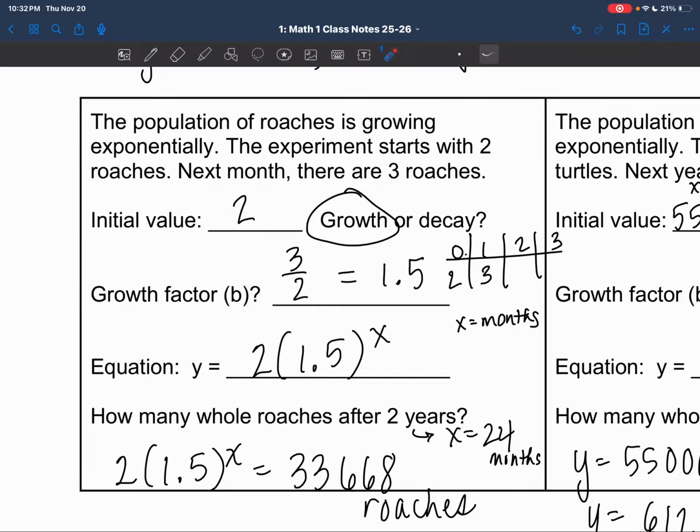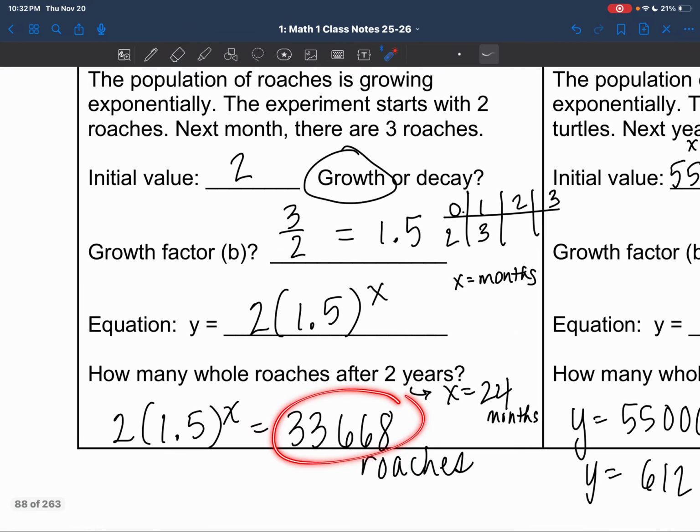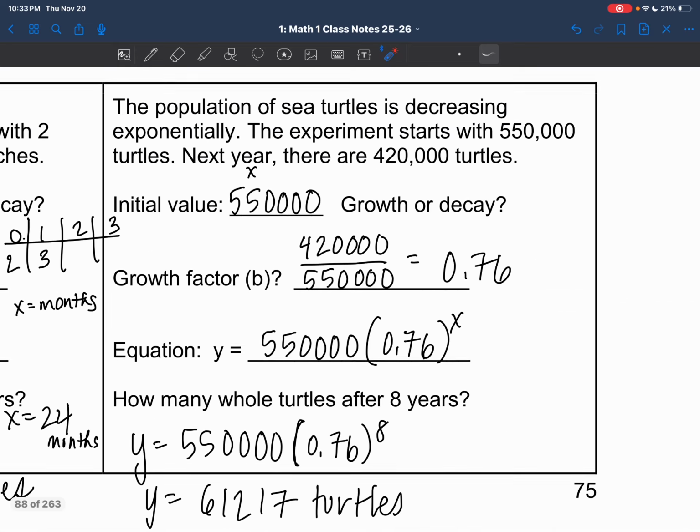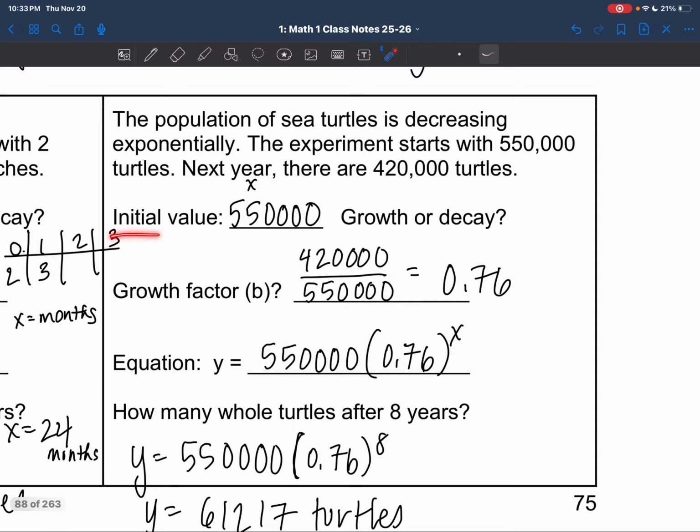So since x equals months, you have to be careful. The next question wants to know how many whole roaches after 2 years. But we said x equals months, so we have to convert this to months. So 2 years is 24 months. So now we're going to go ahead and plug all of that into your equation, and you're going to get 33,668 roaches.